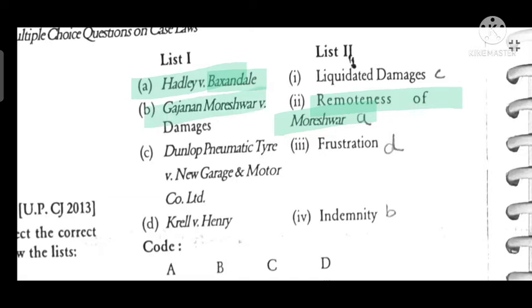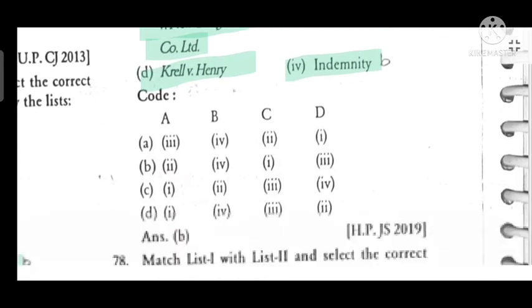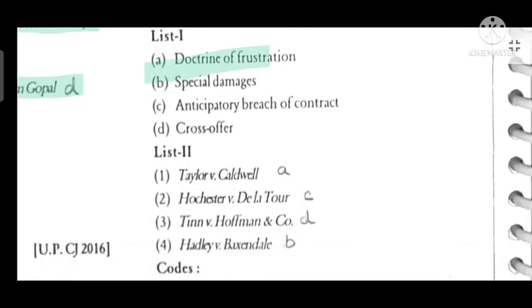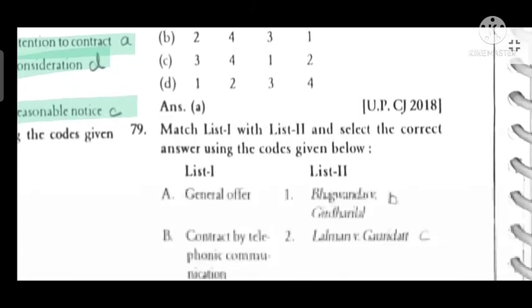Gurunath versus Moreshwar, indemnity. Dunlop Pneumatic Tyre versus New Garage Motor Company Limited, liquidated damages. Krell versus Henry, frustration. Doctrine of frustration: Taylor versus Caldwell. Hadley versus Baxendale, anticipatory breach of contract. Hochster versus De La Tour, crossover.